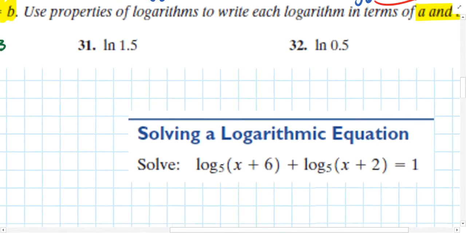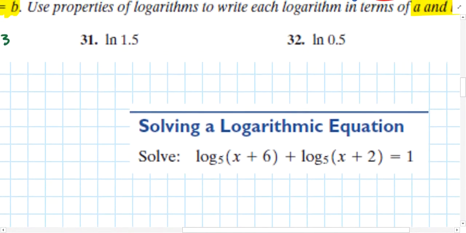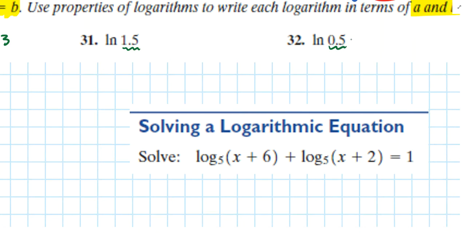For number 31 and 32, get creative here. Think of different ways that we can use the number 2 and 3 to recreate the number 1.5 and 0.5. Pause the video now to rewrite these and solve in terms of a and b. Resume playback in a moment to check your work.